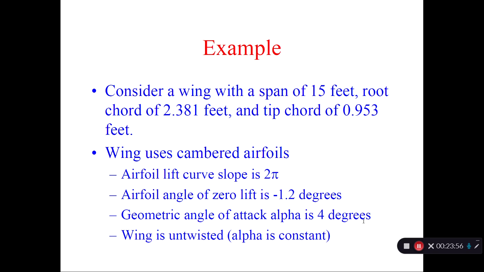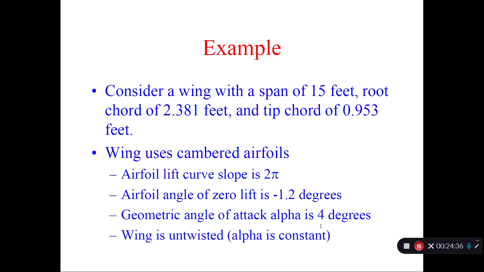So we are going to now go to a worked out example. It's a tapered wing. The root chord is 2.381 feet. The tip chord is 0.953 feet. We're going to use cambered airfoils, that means it's got an alpha naught. The alpha naught is minus 1.2 degrees. Alpha is given as 4 degrees. The wing is untwisted, therefore everywhere all over the wing you're using the same alpha.